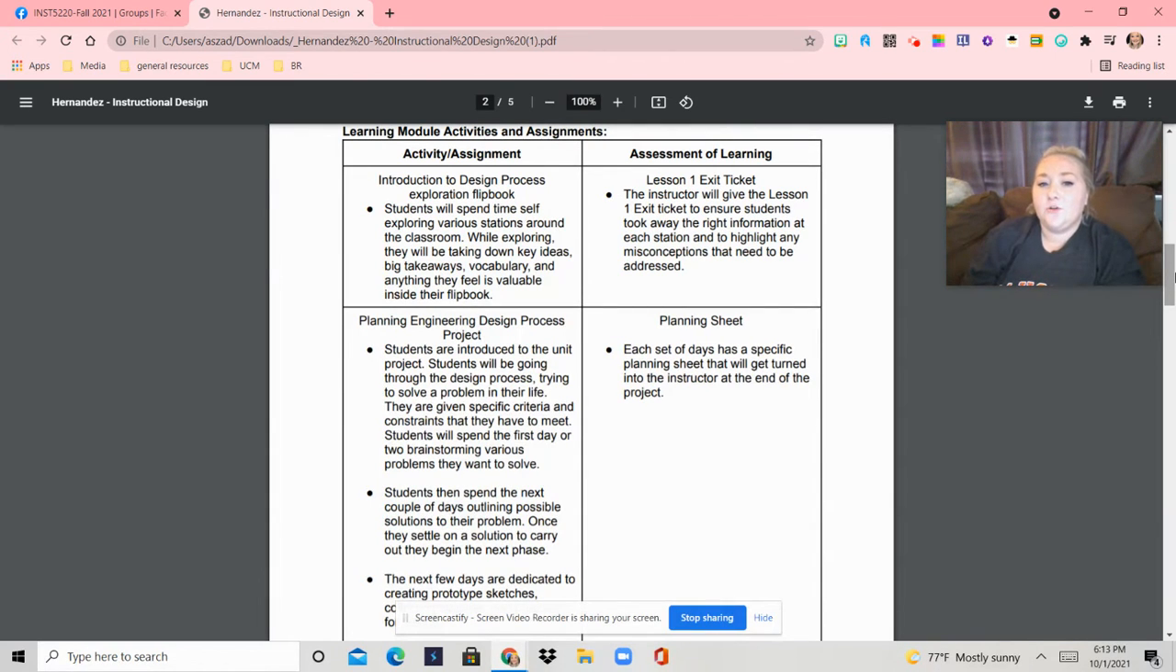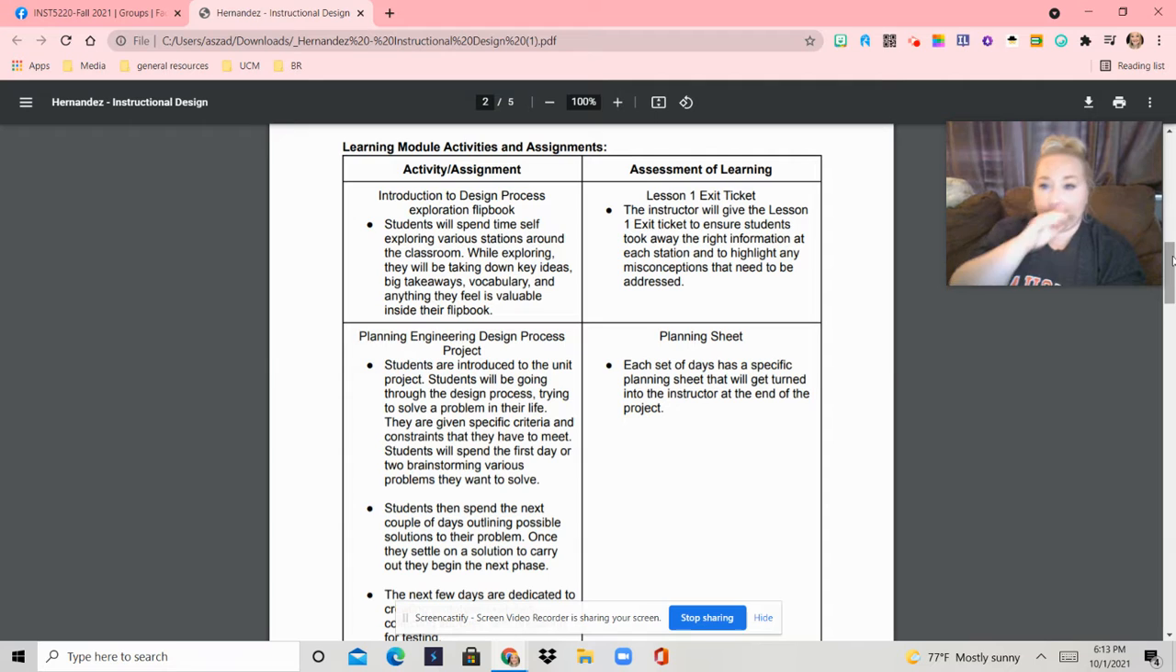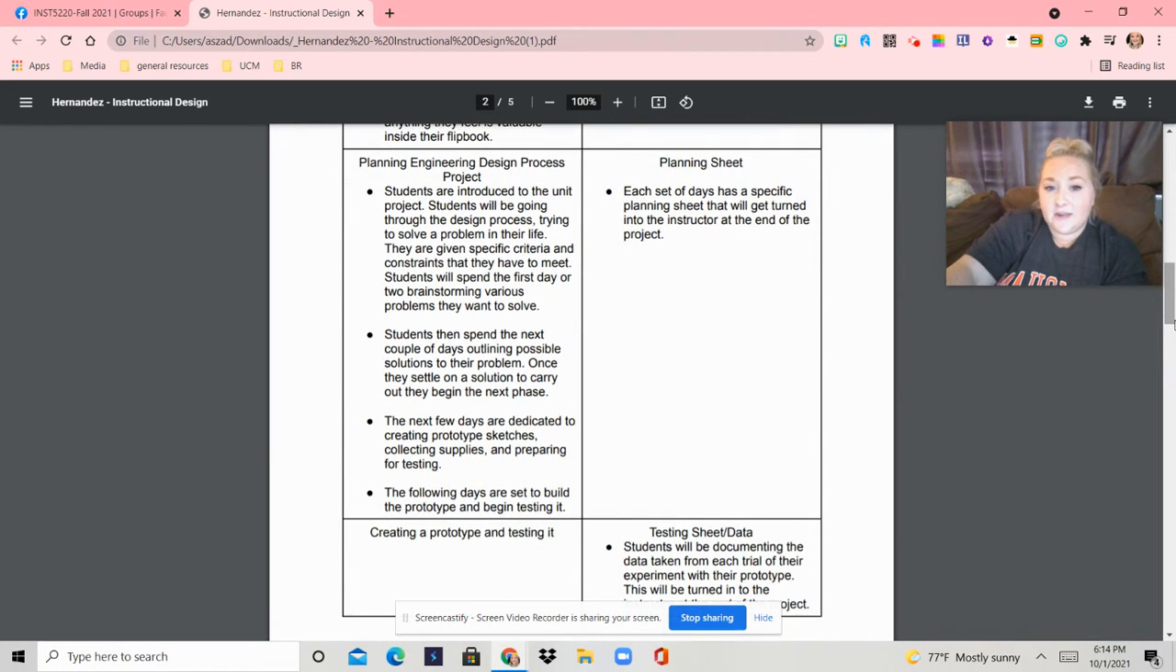Lesson 1 includes a quick overview of the design process, so they have some background knowledge when they're going through the project on their own. I do this with Flipbook and the various stations. Each station is a step in the design process, and then I finish with a very informal exit ticket, just to make sure that I can address any misconceptions, or if the class is ready to be pushed further as a whole, I can do that. Things of that sort.